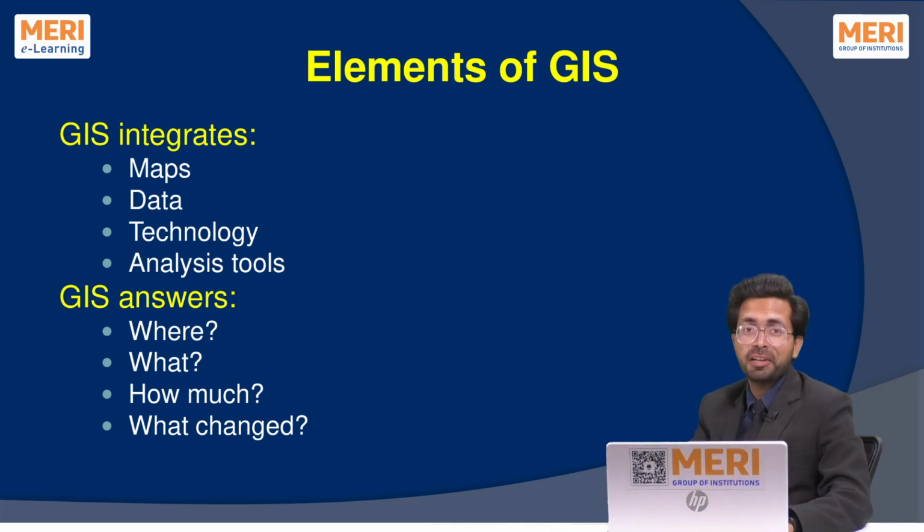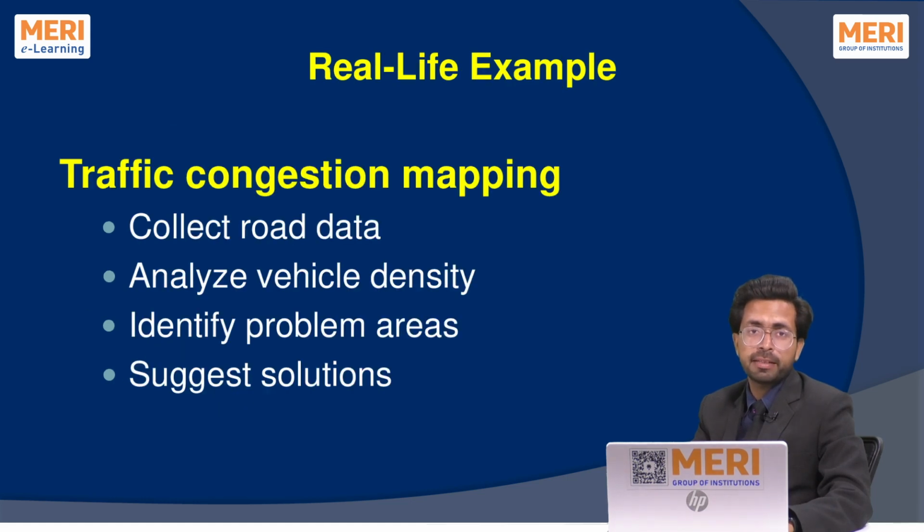At this stage, it is important to understand that GIS is not just about maps but about thinking in terms of spatial relationships. Let us take a simple example to understand this concept better. Imagine you are planning to open a new hospital in a city. Now, this decision cannot be taken randomly.